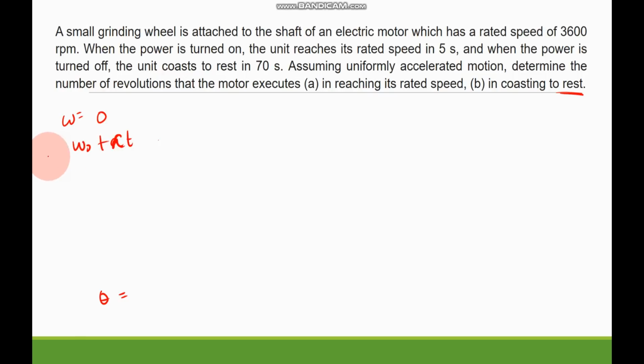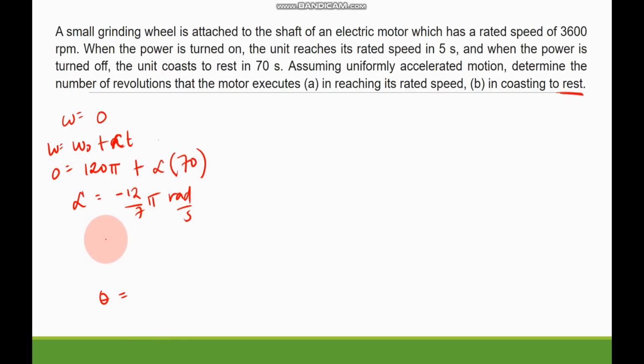Sorry, this is alpha. So 0 is equal to our initial velocity when the grinding wheel is turned on, which is 120 pi as we have earlier, plus our acceleration multiplied by the time, which is 70 seconds, so let us consider that. Therefore, the angular acceleration is equal to negative 12 over 7 pi rad per second squared.